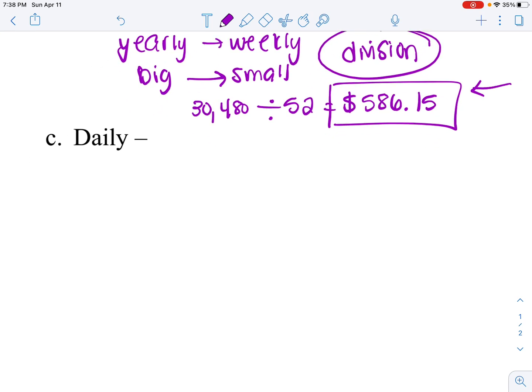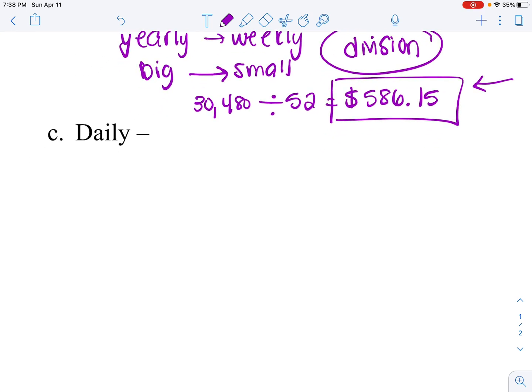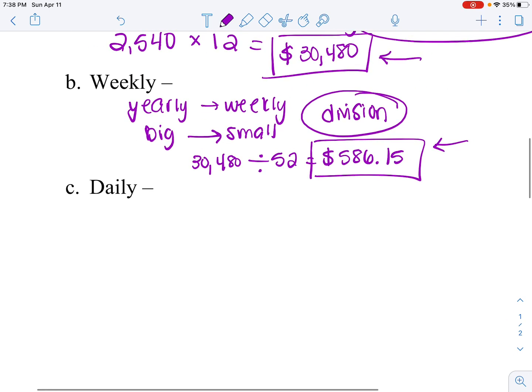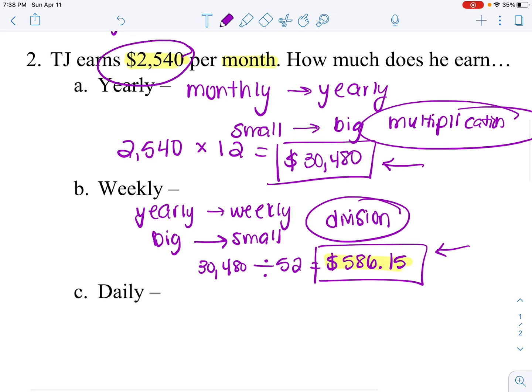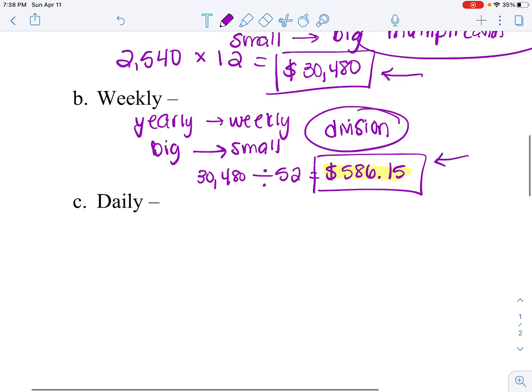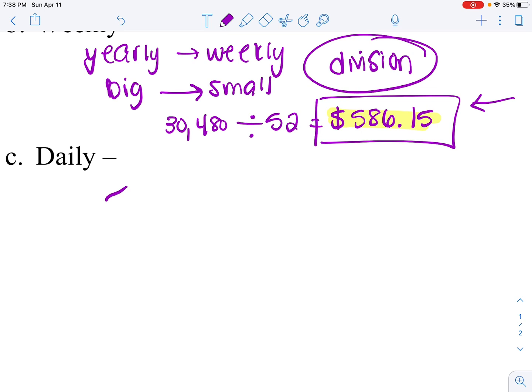And remember, for daily, we always think how many days are in a week, and we know that's 5. But because there are 5 days in a week, we have to use the weekly number that we were given, which is what we just found right here. So we can't use the number that they started us with because there's not 5 days in a month. There's 5 days in a week, so we have to use the weekly amount. So we're going to use the weekly, which we just got.